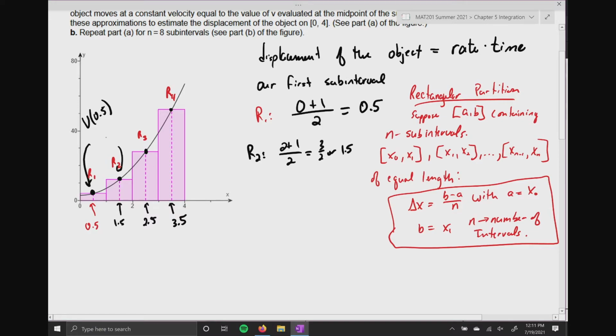We need the velocity at 0.5, the velocity at 1.5, the velocity at 2.5, and lastly, the velocity at 3.5. The reason we need that is because displacement of the object is going to equal the rate times the time, where the rate is the height and the time is the length of each one of these rectangles.